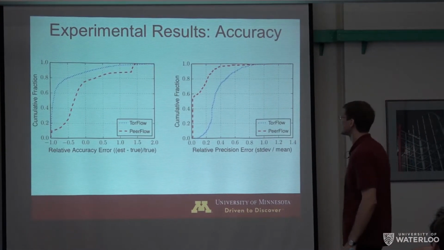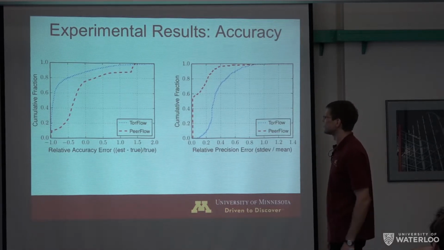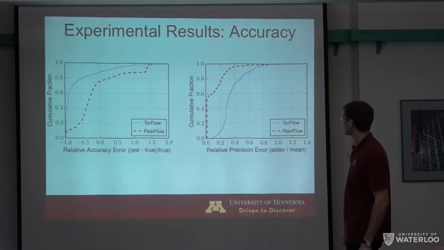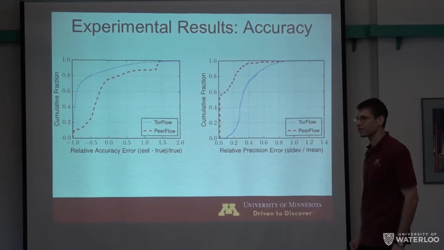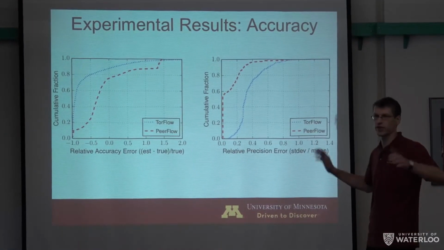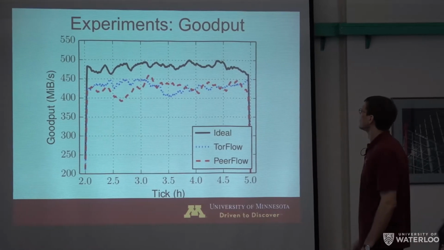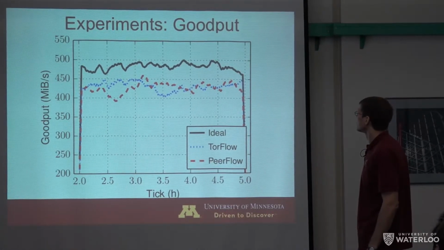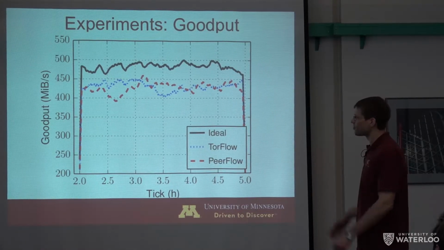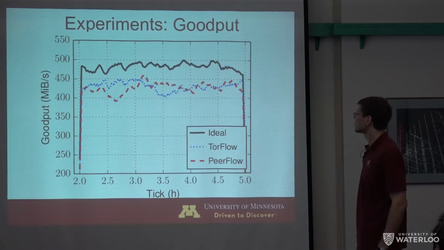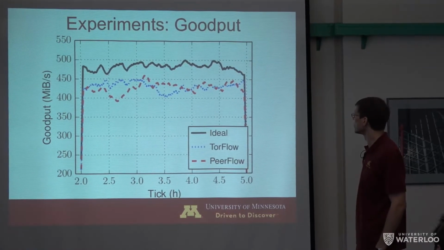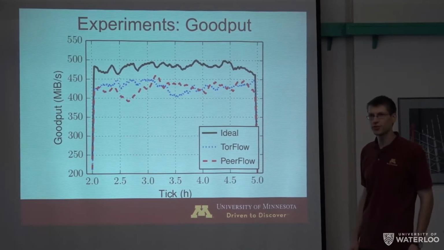So we implemented this and tested it in Shadow, and it looks like Peerflow is both more accurate and more consistent in its estimates of relay bandwidths even than TorFlow. This is before we even talk about adversarial relays. Overall, though, it seems to get about the same amount of network goodput as a network that's weighted using TorFlow. So it's more secure and at least no worse in performance.